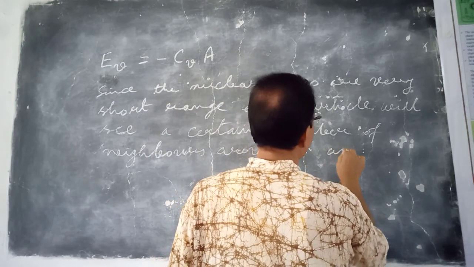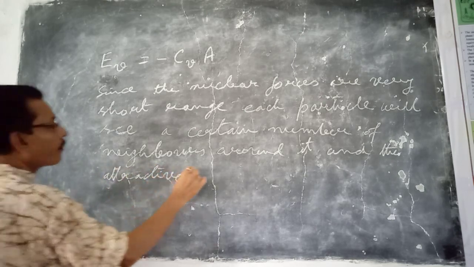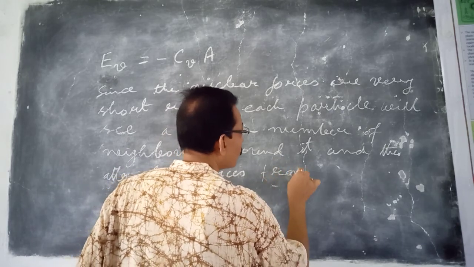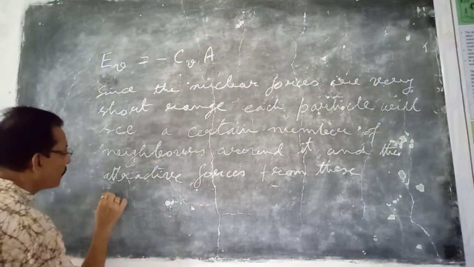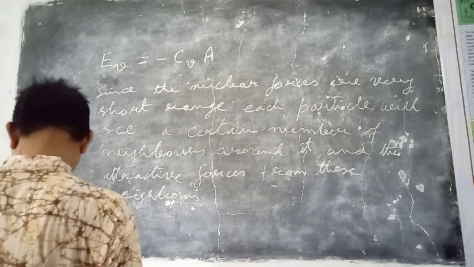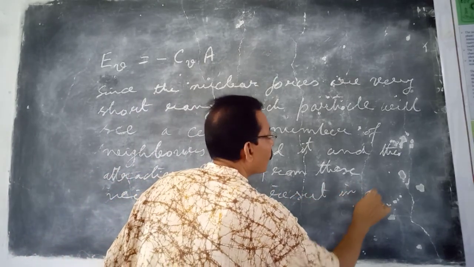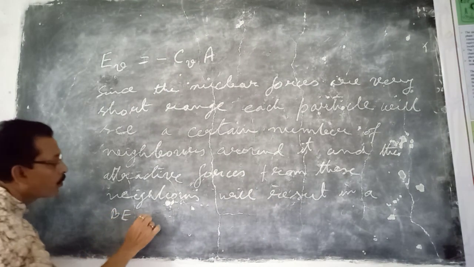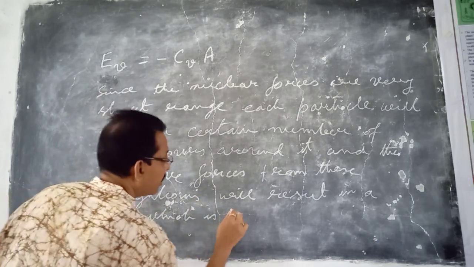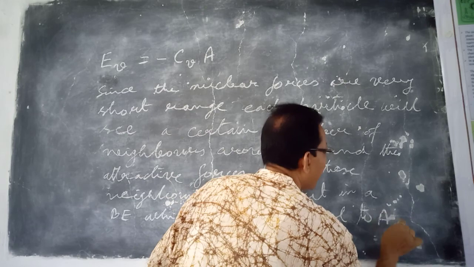And the attractive forces from these neighbors will result in a binding energy which is proportional to the number of particles inside the nuclear volume, which is proportional to A.